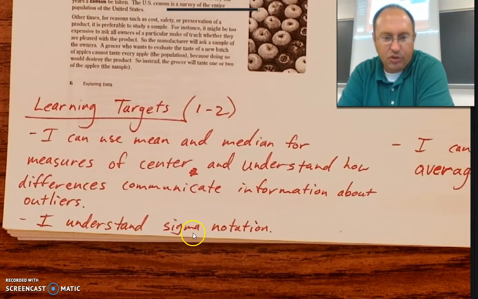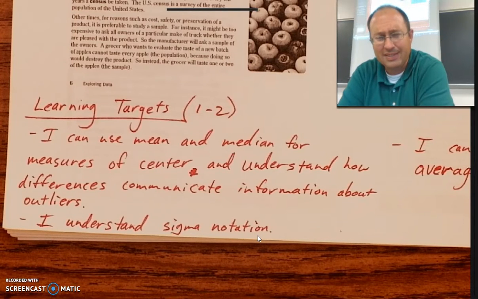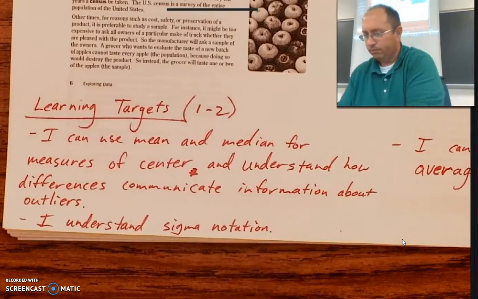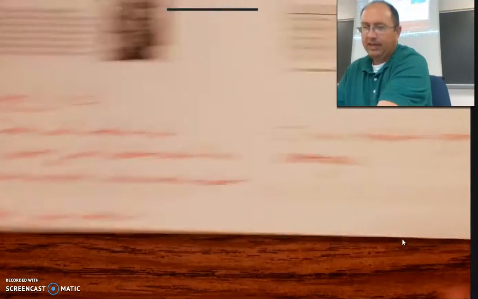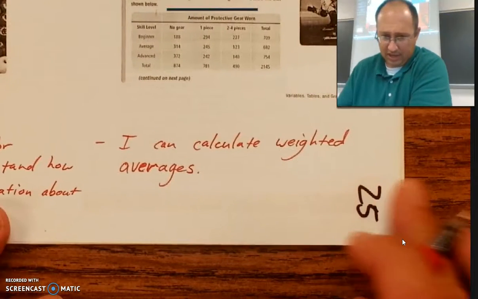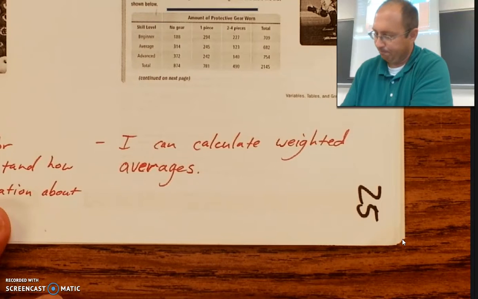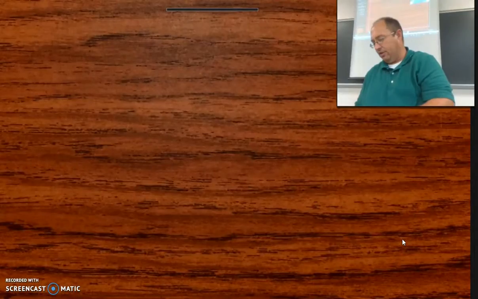You should be able to understand sigma notation. I know that is something that we dealt with in Algebra 2, but you need to remind yourself what it is, the good old summation notation, where we add up a bunch of things, and it's just a shorthand version of that kind of stuff. And then the last thing you should note from this section is I can calculate weighted averages. That's the very last thing that we would do here. Okay, so let's dive into section 1-2.